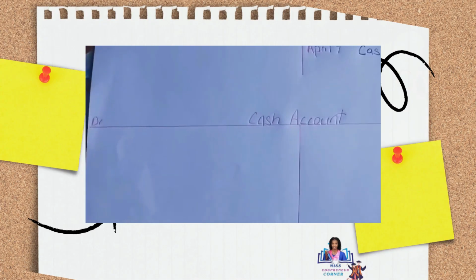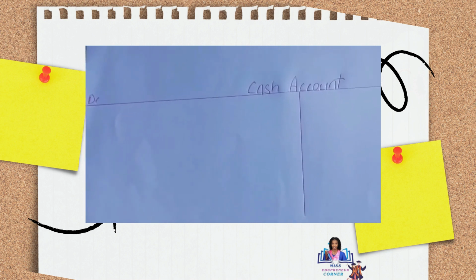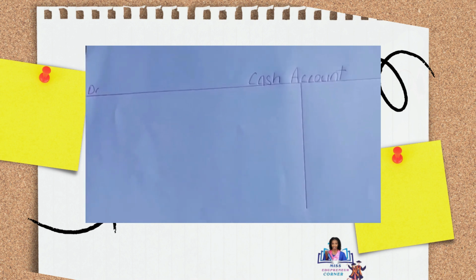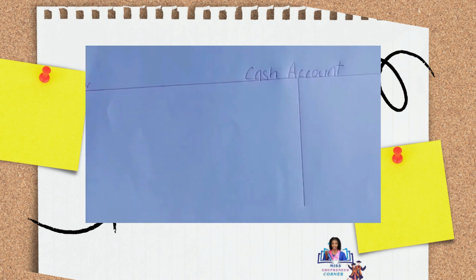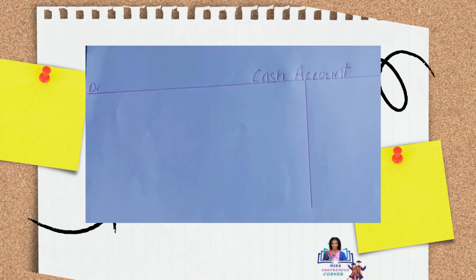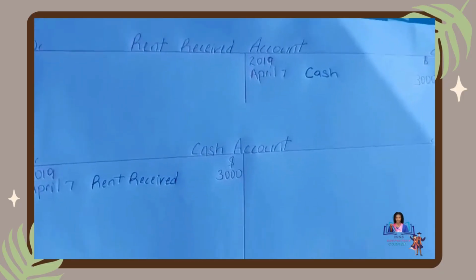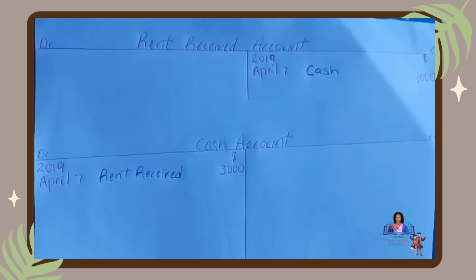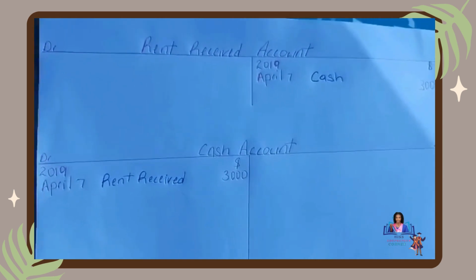So now we're going to go to the cash account, and we are to make a debit entry in the cash account to show that cash is increasing in the business as a result of the rent that was received. So we're going to put the date, the same date, April 7, 2019. In the detail, we would have rent received and the amount. So transaction number 1 is now completed. So remember, when using the double entry system, one account has to be debited and the other has to be credited.